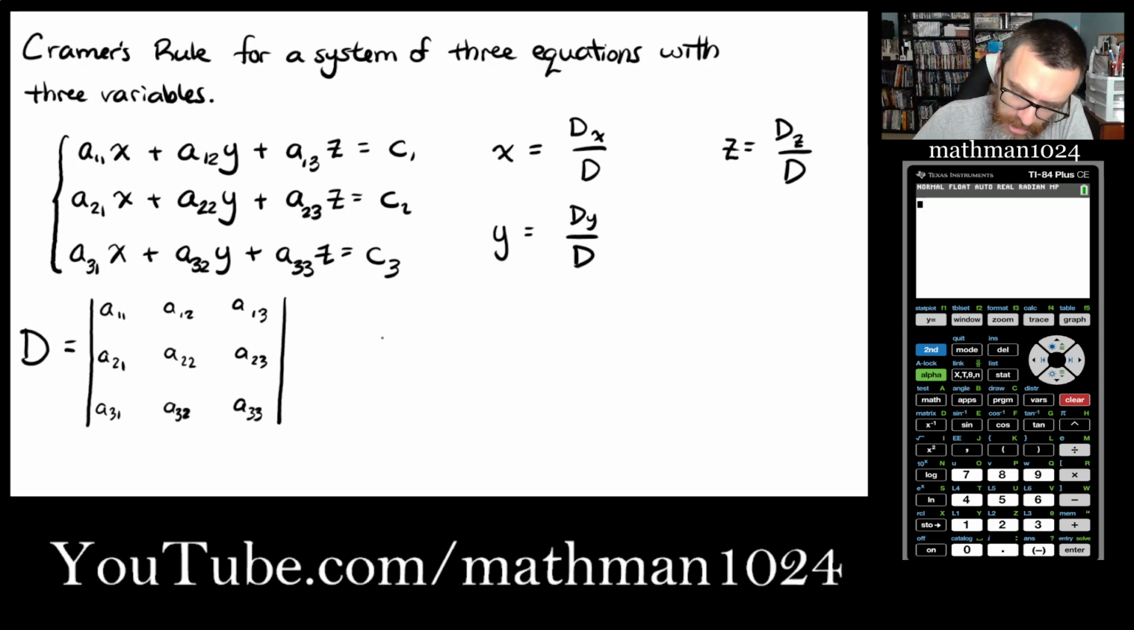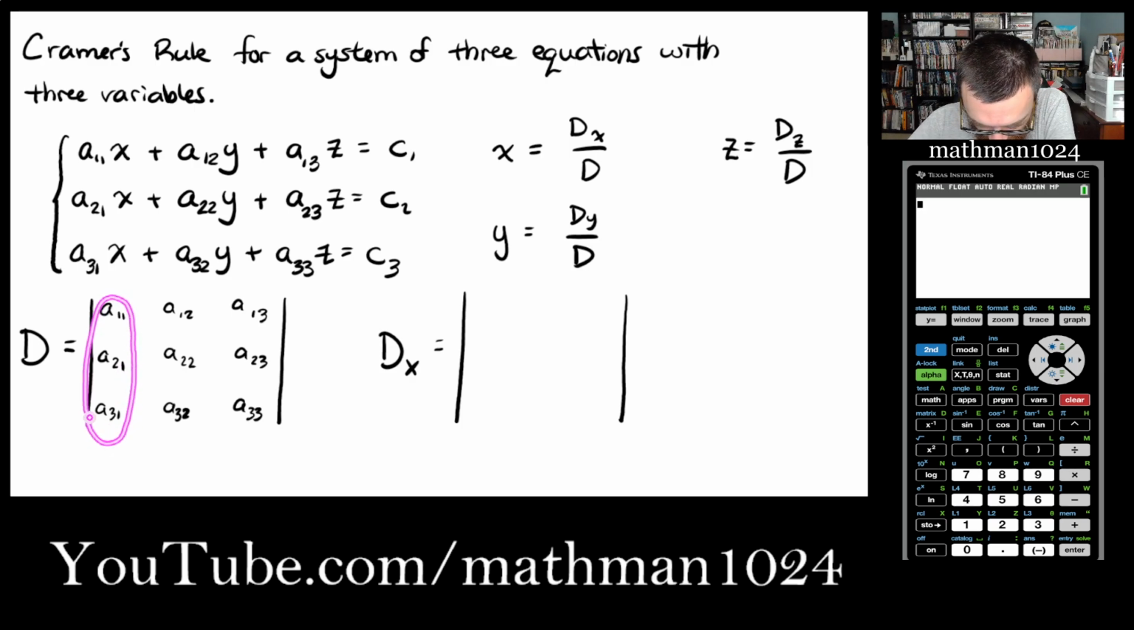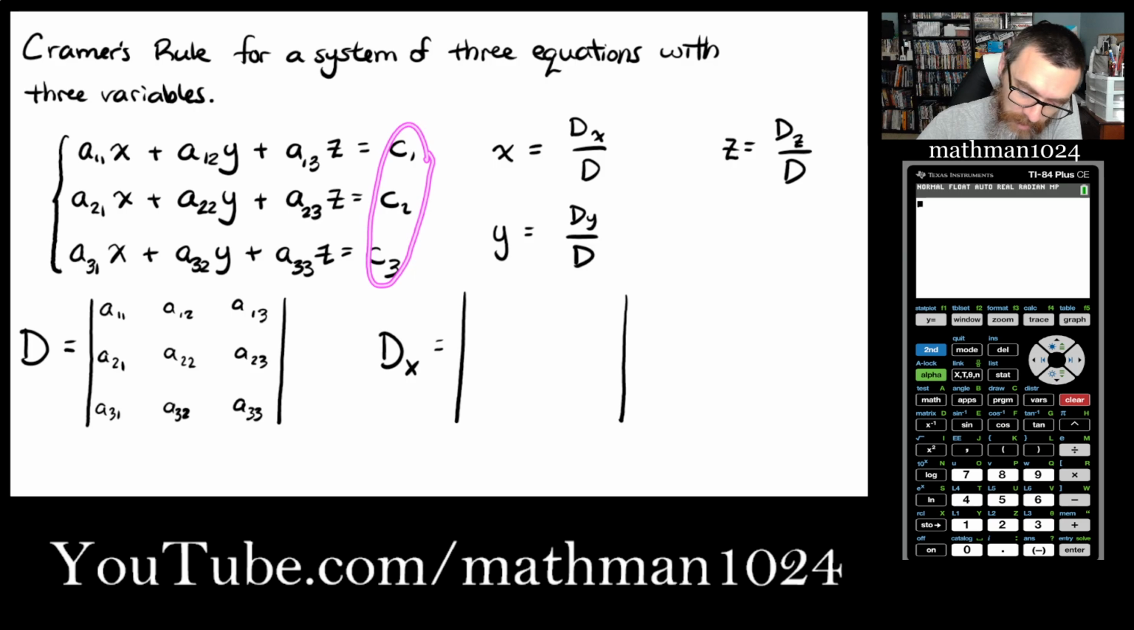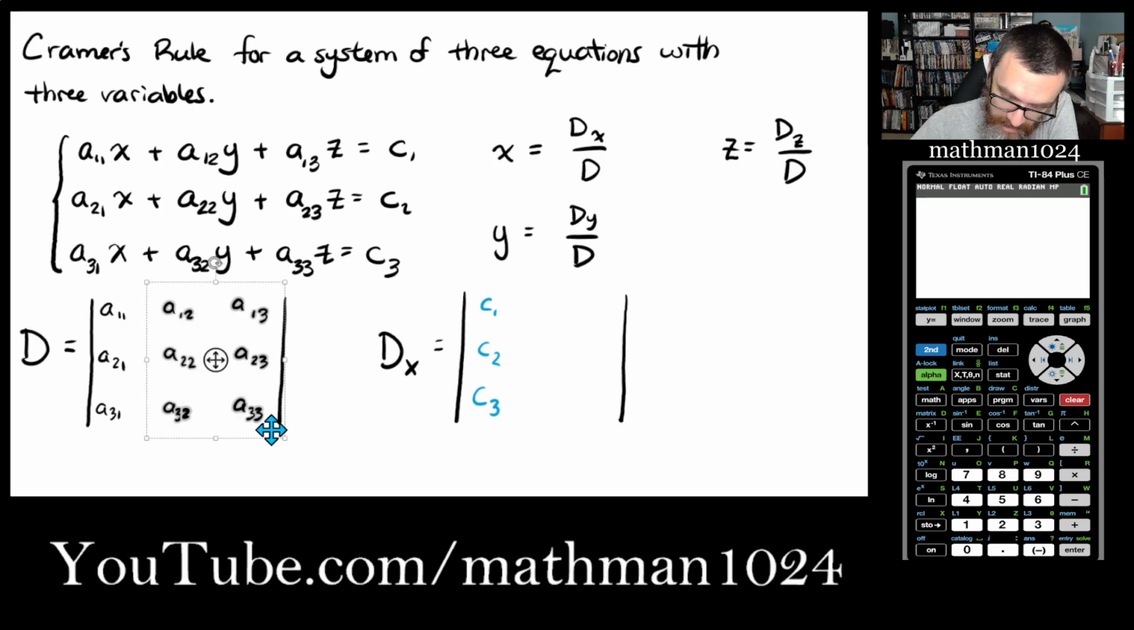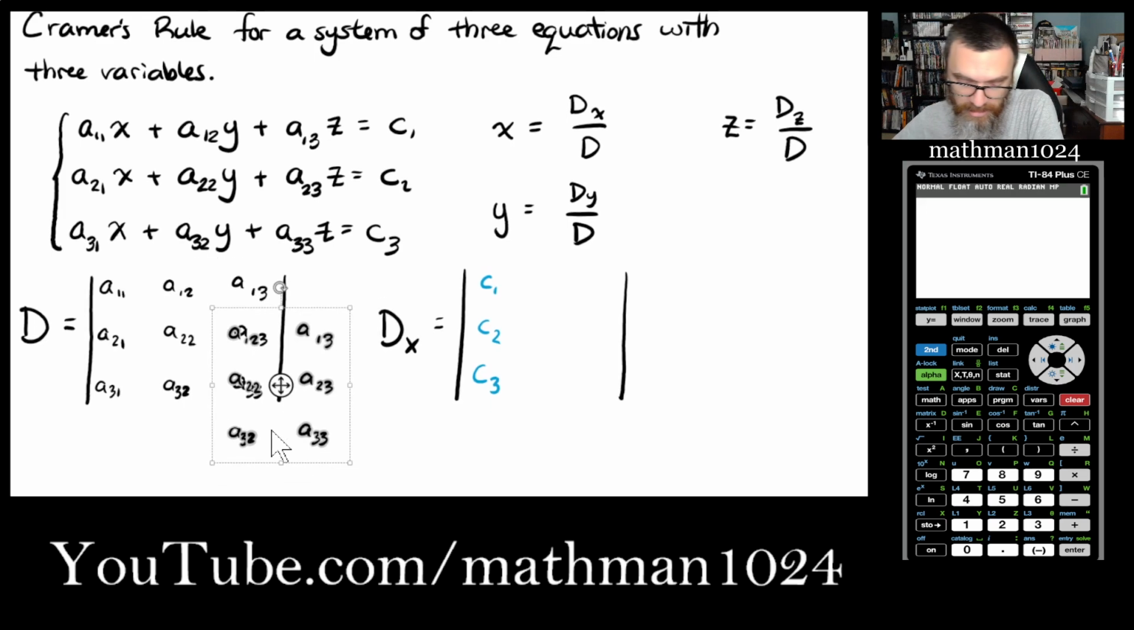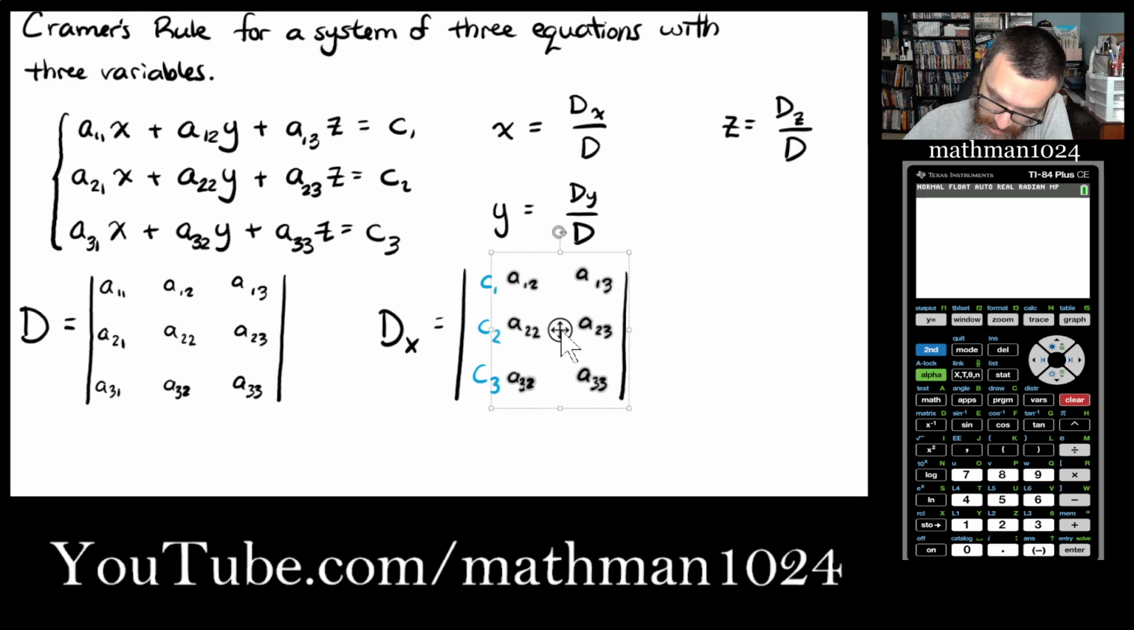So to do your determinant for x, it's still going to be a 3 by 3. But what we're going to do is remove that x column and replace it with these guys right here. So it becomes C1, C2, C3, and you keep everything else the same. You know what? I'm just going to copy that. Boom. There we go. It's going to look like that. It's kind of messy, but you get the idea, right?